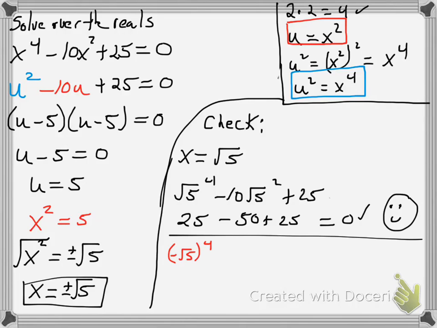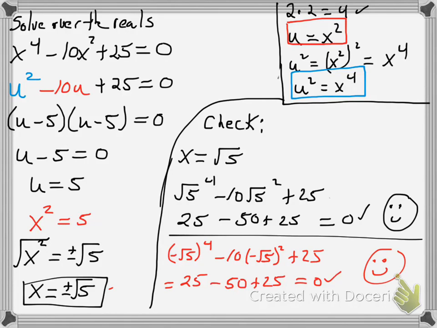Now we can do the same thing with the negative. Because we're raised to the fourth power and the second power, the negative doesn't matter, so it works out in an identical way. And we have two solutions.